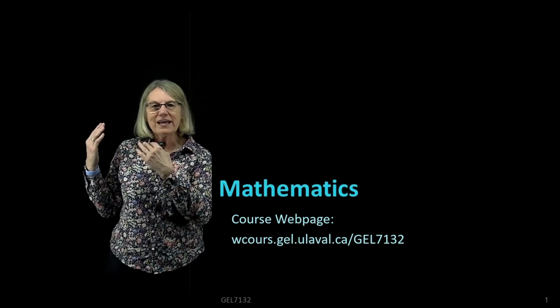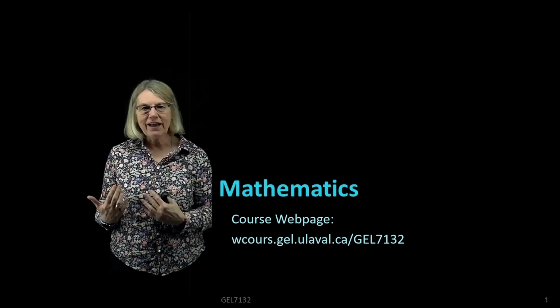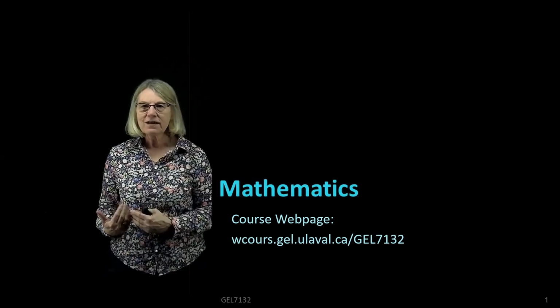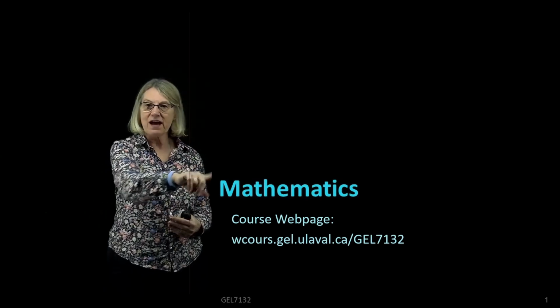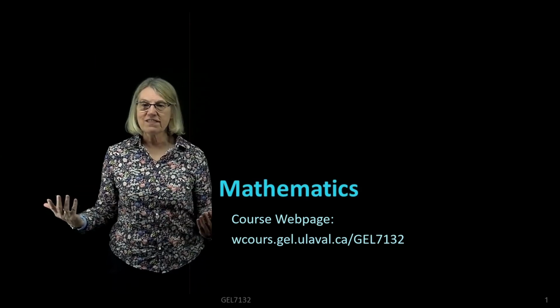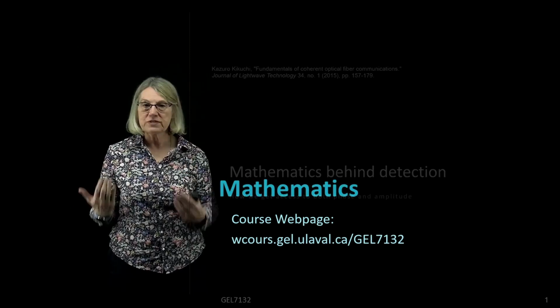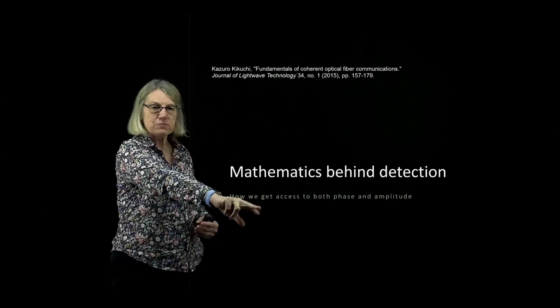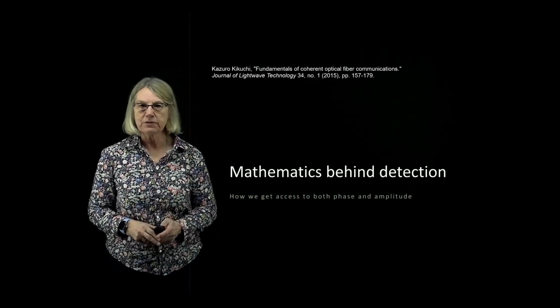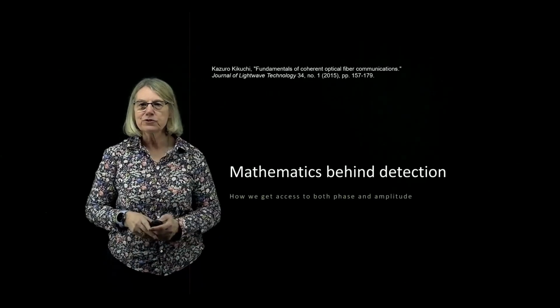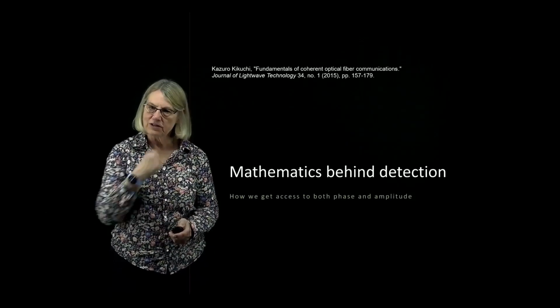So we've seen how we could implement a transmitter and a detector in optics. And now we're going to see the mathematics behind this detection and how it is that this structure, particularly for the coherent receiver, gives me access to both phase and amplitude. And again, I refer you to the tutorial paper that I draw on heavily.